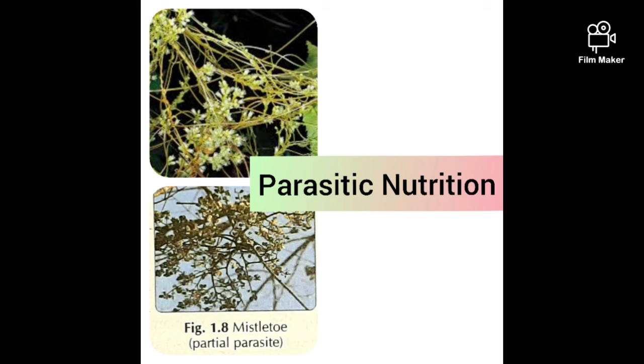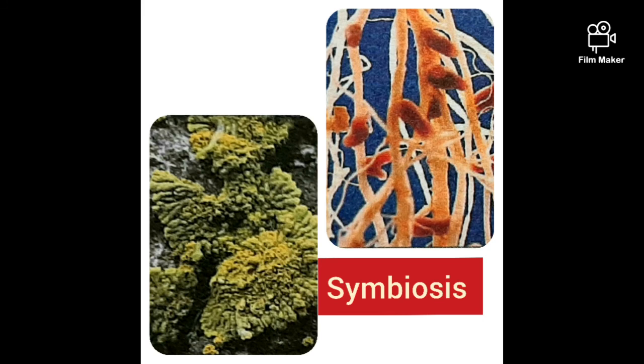Parasites may be total or partial. Cuscuta is a total parasite. A few fungi and bacteria are also total parasites. Some plants like mistletoe are partial parasites. They have green leaves. These green leaves make their own food, but this plant receives water and minerals from the host plant on which it grows to synthesize food.